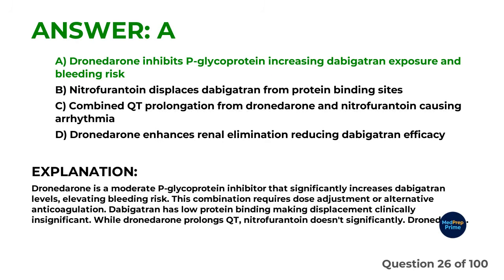Correct answer, A. Dronedarone is a moderate P-glycoprotein inhibitor that significantly increases dabigatran levels, elevating bleeding risk. This combination requires dose adjustment or alternative anticoagulation. Dronedarone has low protein binding, making displacement clinically insignificant. While dronedarone prolongs QT, nitrofurantoin doesn't significantly. Dronedarone doesn't enhance renal clearance. The PGP interaction is the critical safety concern requiring intervention.